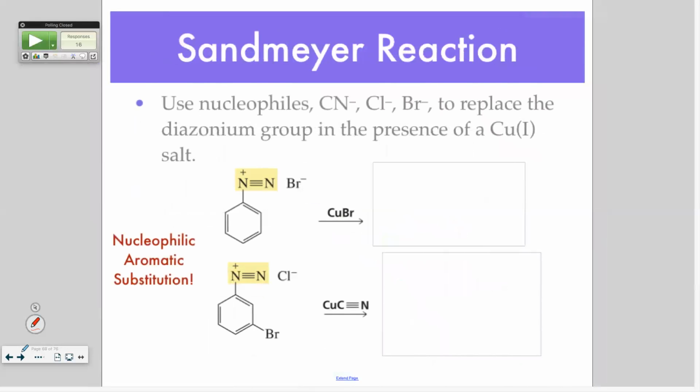So what we are going to do is the Sandmeyer reaction. Sandmeyer uses copper(I) cyanide, chloride, or bromide to replace the diazonium group. This is called nucleophilic aromatic substitution. It's not electrophilic aromatic substitution. Number one, there's no electrophile. We have a nucleophile, right? Br minus. We have a nucleophile, and look at what we get.